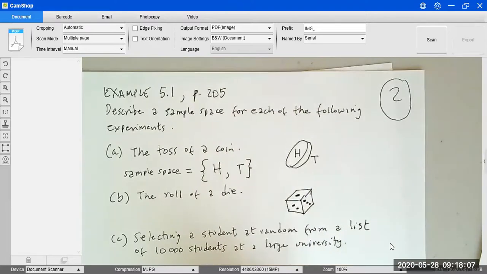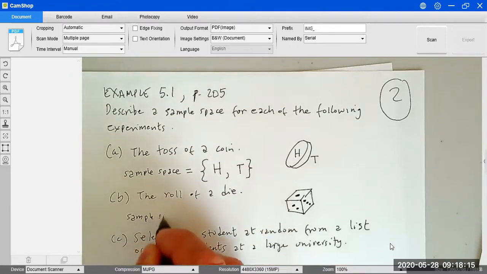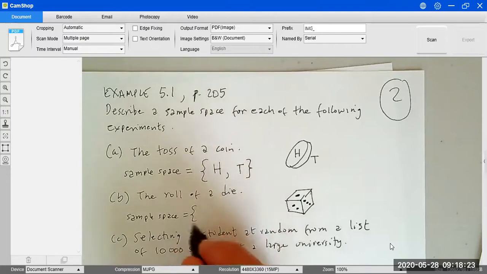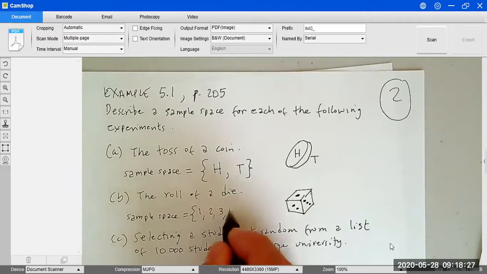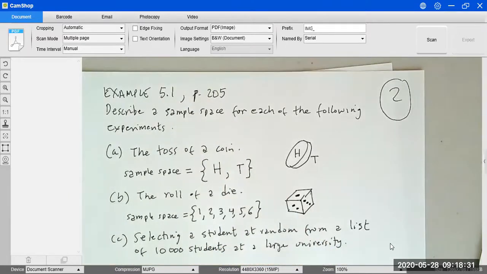So what are the possible outcomes? You either get 1 up or 2 or any number. So the sample space is a fancy name just for the list of the possible outcomes. So the outcomes are just numbers 1, 2, 3, 4, 5, and 6. So there is no possibility for you to get 7.